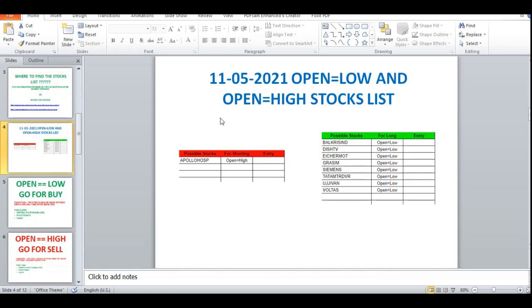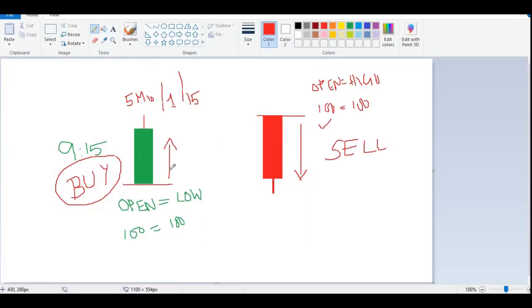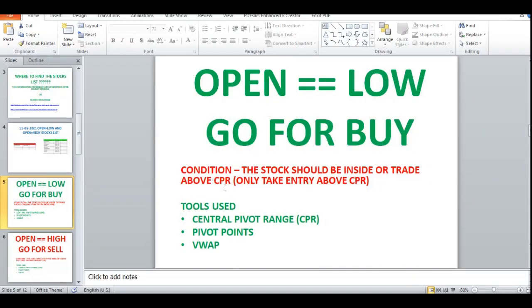This is the chart of 11th May 2021, the open is equal to low and open is equal to high stock list. Here Apollo Hospital is open is equal to high, so go for a short. These are the stocks with open is equal to low, so we can go for a buy. The condition: open is equal to low, go for buy.